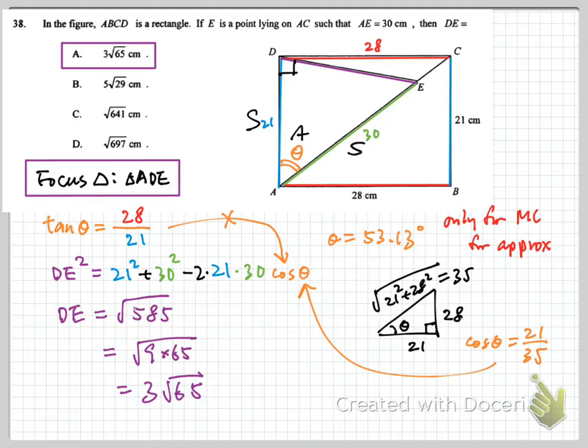The second point is how we obtain cosine theta from tangent theta. We know that the tangent theta is 28 over 21. How do we obtain cosine theta? We can use a right angle triangle, or we can use the calculator. The calculator is only good for MC questions or approximations. But for the exact solution, you have to do it with the right angle triangle. So that is the second past paper question. Alright, let's move on.